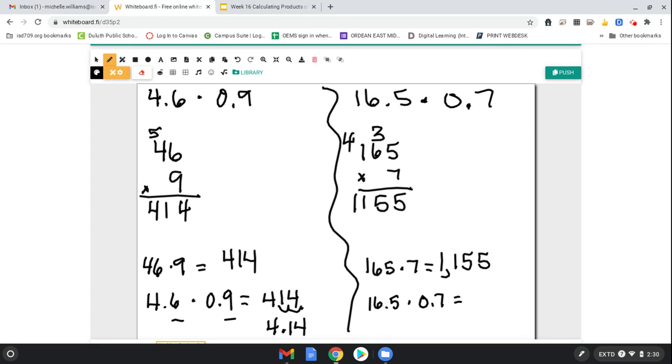1,155. If we used 16 and 5/10 times 7/10, we would get the same digits. And here we have 2 places past the decimal, so we bring it in 2 places for an answer of 11 and 55/100. Hopefully you got those correct.